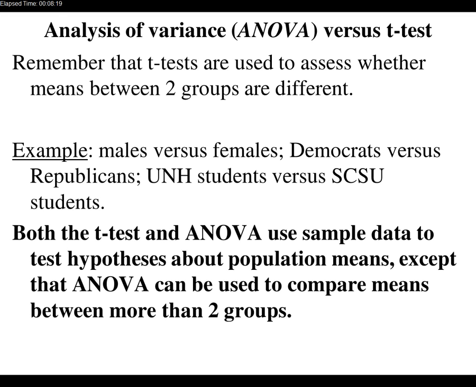Both the t-test and ANOVA use sample data to test hypotheses about population means. Okay, what does that mean? That means that we're using data in samples that we collect, because we can't test a whole population, it's too huge, so we test samples to test hypotheses about populations. Okay, ANOVA can be used to compare means between more than two groups. Okay, t-tests could only be used to compare two groups.